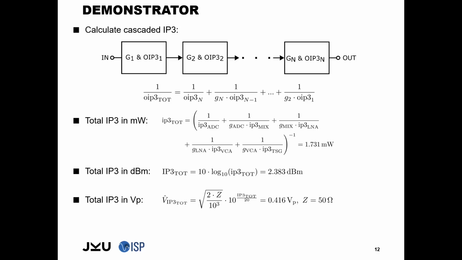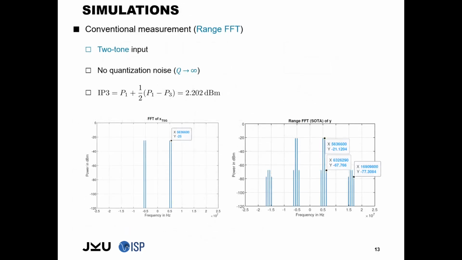This is converted to volt peak, and this is then used together with alpha 1 to calculate alpha 3, which yields minus 30.667. Now we have the model in MATLAB ready, and we finally can simulate it. First, we want the conventional measurement with a two-tone input and no quantization noise. This obviously works perfectly fine and results in an IP3 of 2.202 dBm.